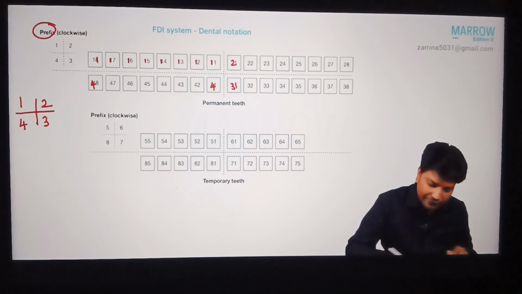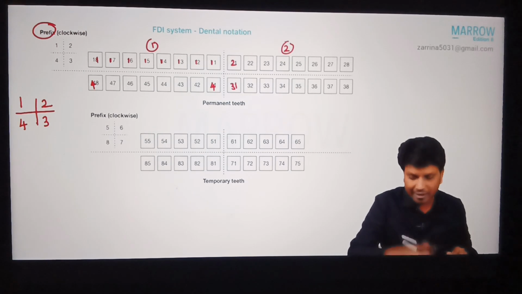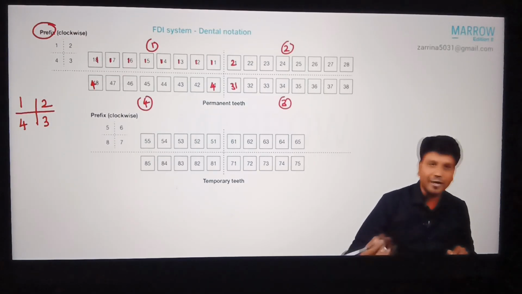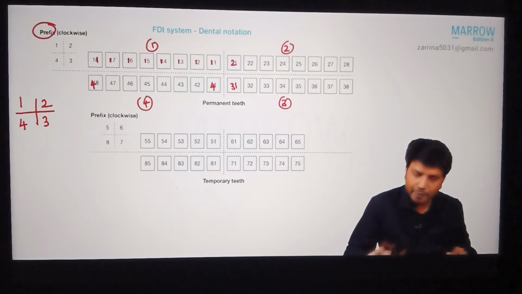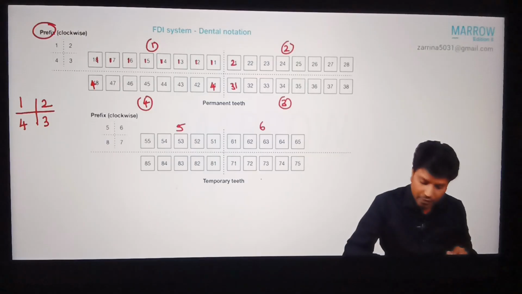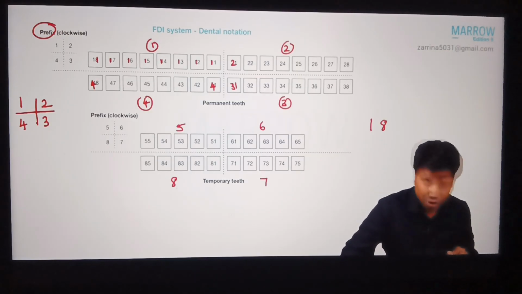Right? So remember, if it is 1 prefix, it is right upper quadrant. If it is 2 prefix, left upper quadrant. If it is 3 prefix, left lower quadrant. 4 prefix, it is a right lower quadrant. Permanent teeth. For temporary, similarly, 5 for right upper, 6 for left upper, 7 for left lower, 8 for right lower.